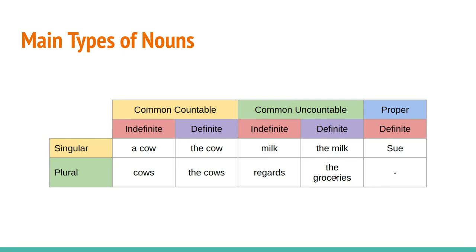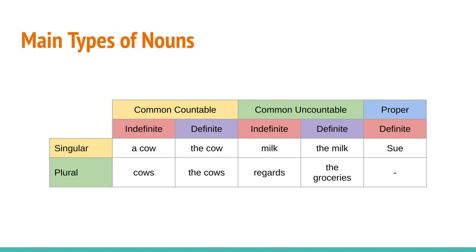And uncountable and plural, the groceries, okay? So definite and plural as well. I did the groceries, okay? Now, when it comes to proper nouns, it's assumed that we have a definite reference. So if I say Sue, we both know which Sue we're talking about. There's no plural form for proper nouns in standard English, at least.